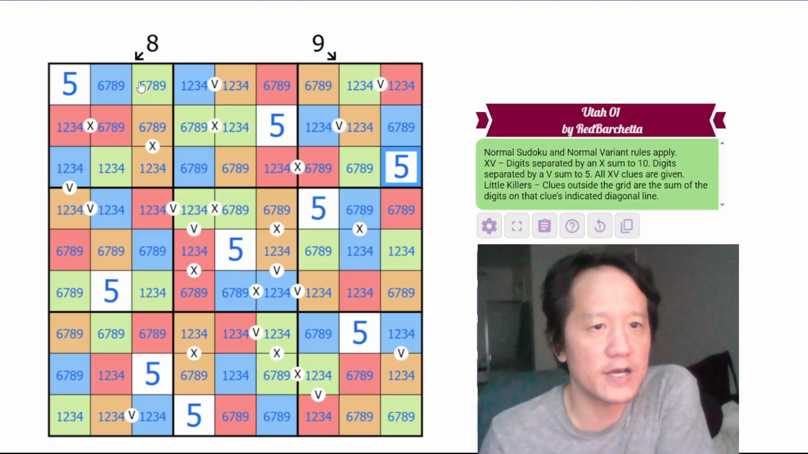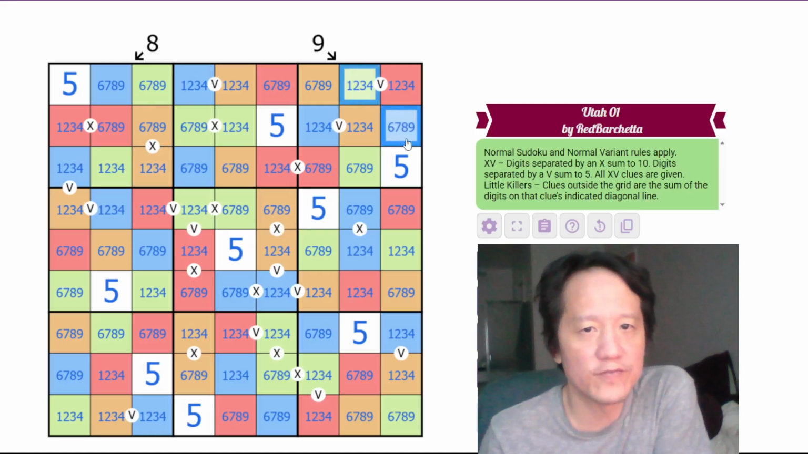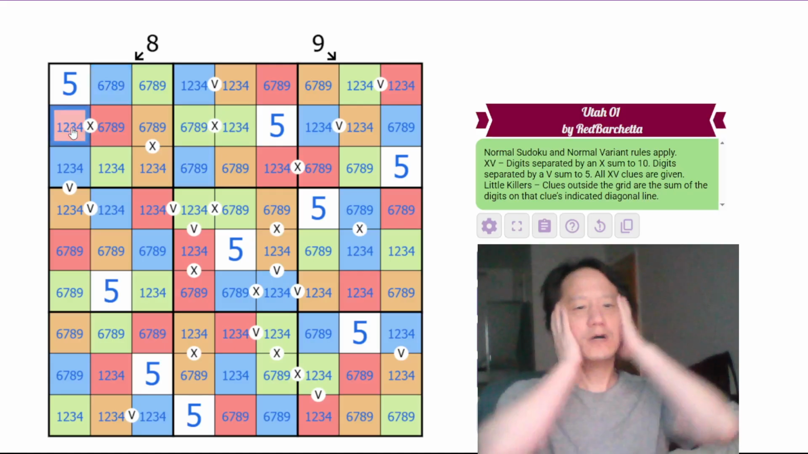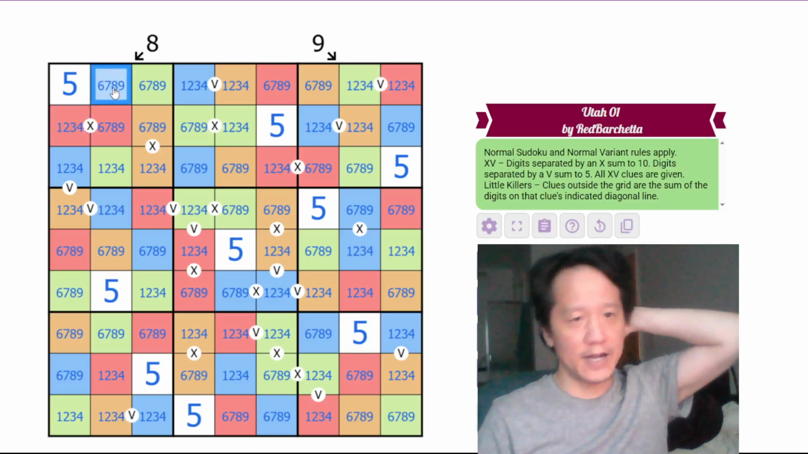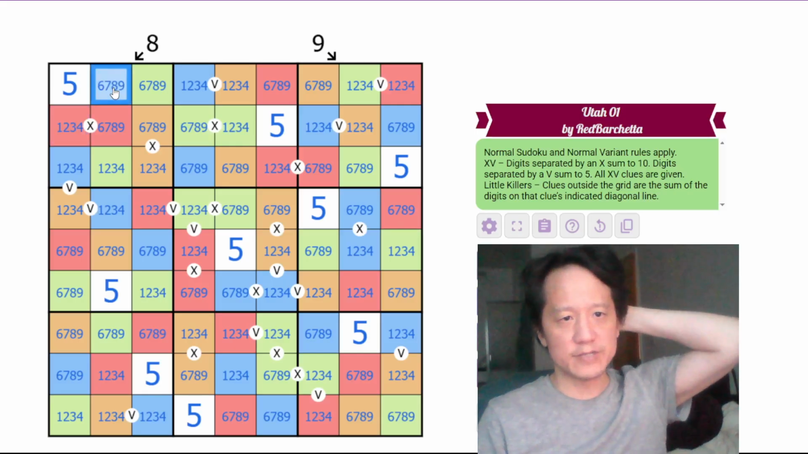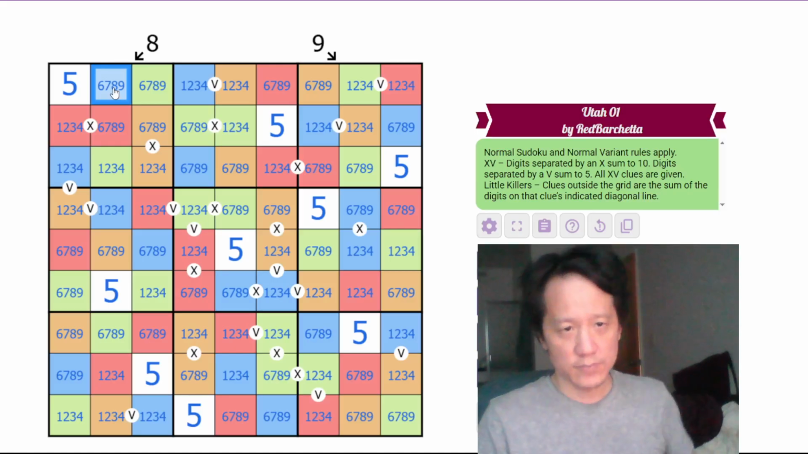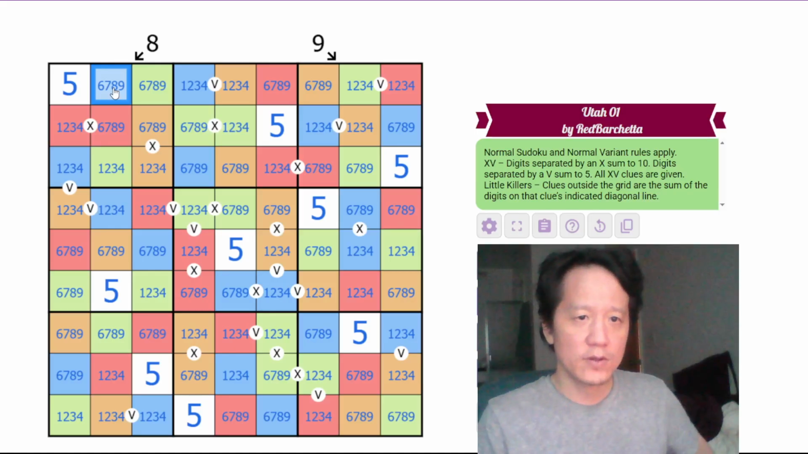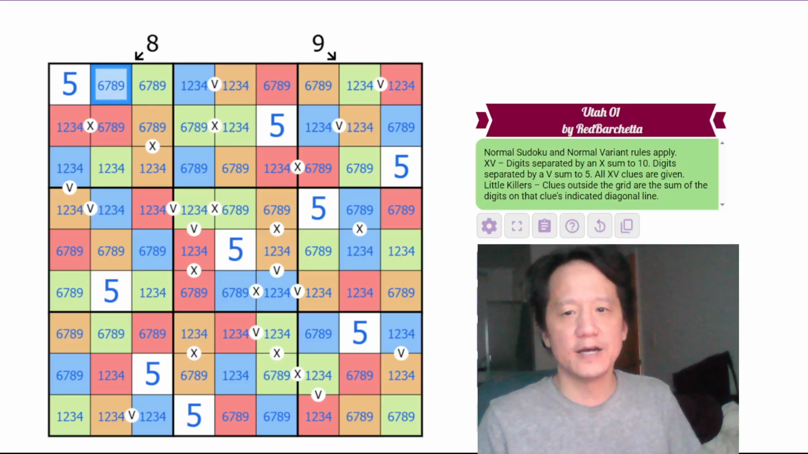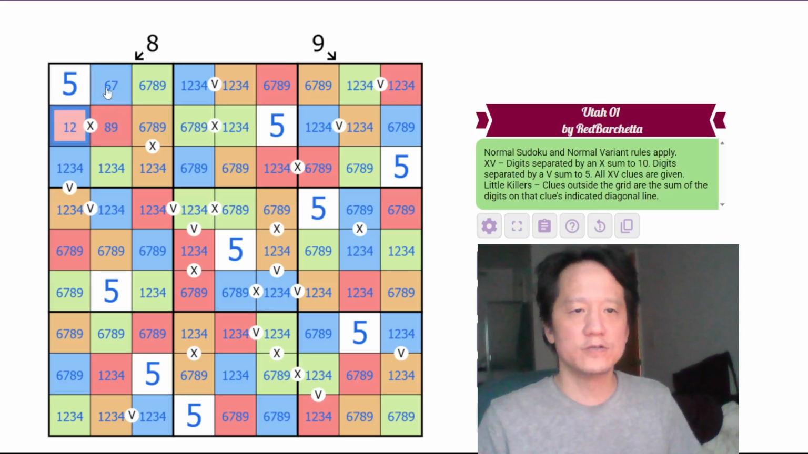And now we just add these together. Well, we have to figure out what these are. So we have the low red and the high blue must add up to 8. So the high blue cannot be 8 or 9, and the low red cannot be 3 or 4, because again, this adds up to 8. So we have 1, 2 with 6, 7 adding up to 8.